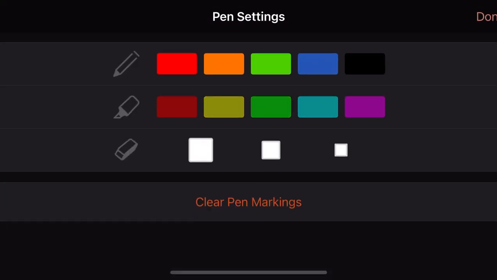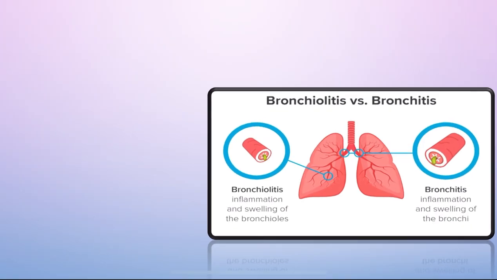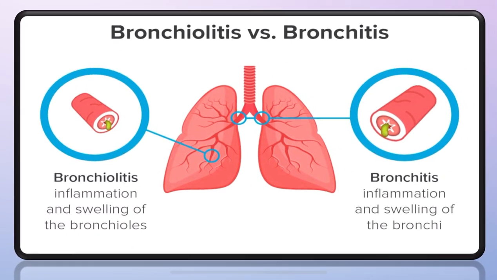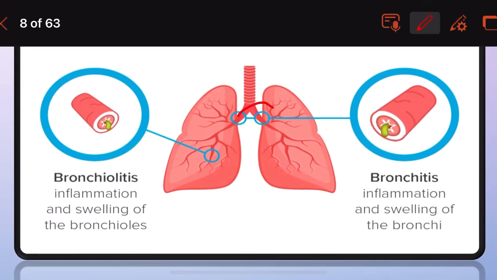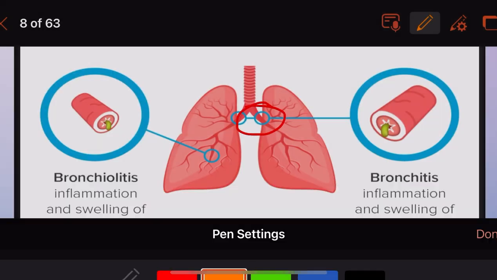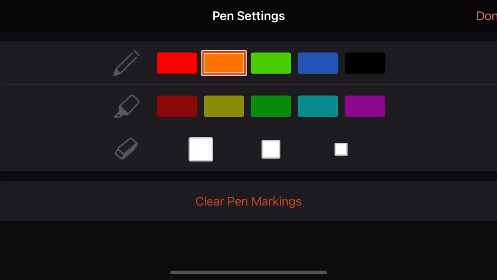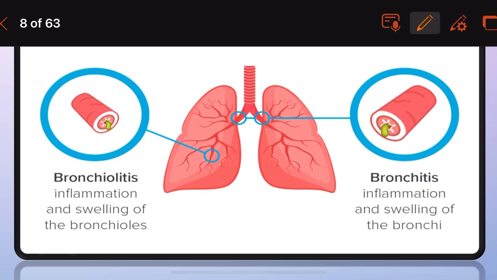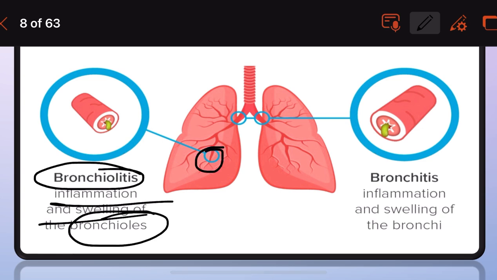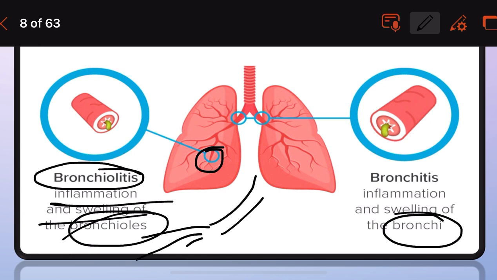Let me zoom into the picture so that you can have better clarity. So you see here bronchitis, shown in a different color. It is the inflammation and swelling of the bronchi. You can see the bronchi being involved here. Now comes bronchiolitis, where the bronchioles are involved: inflammation and swelling of the bronchioles. Here you can see the division of the bronchi, and further the bronchioles are involved. So this is bronchiolitis and this is bronchitis.